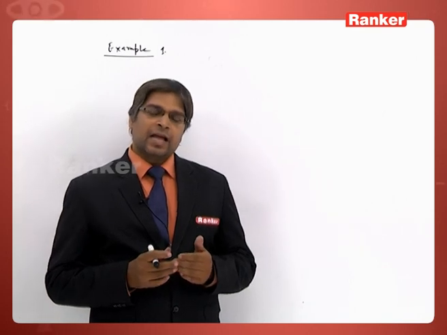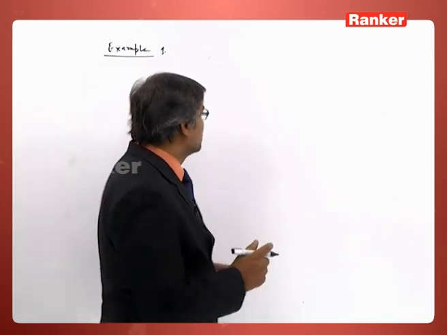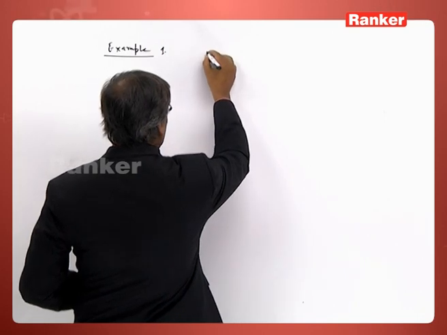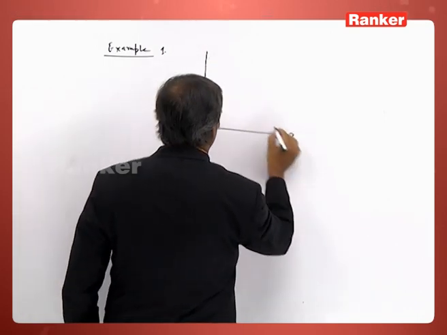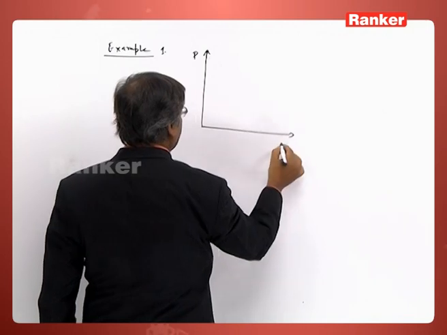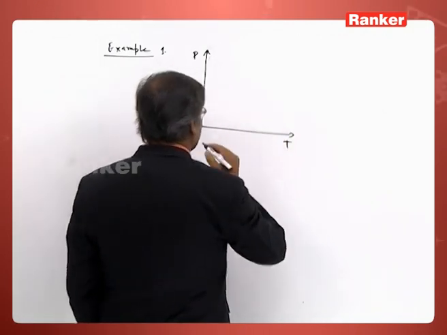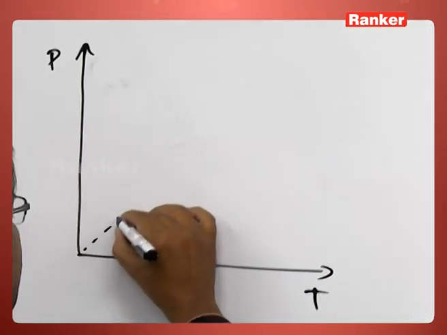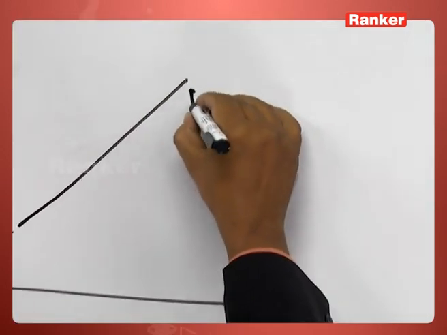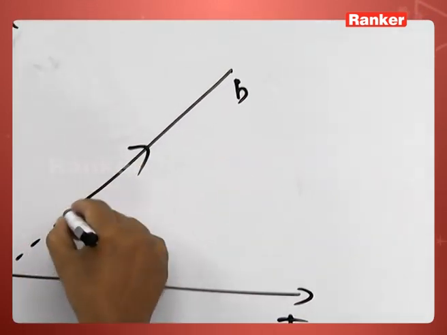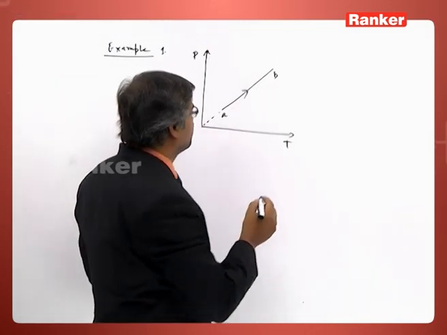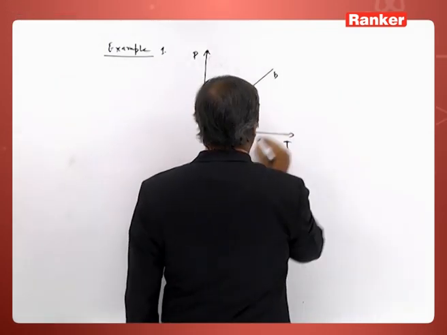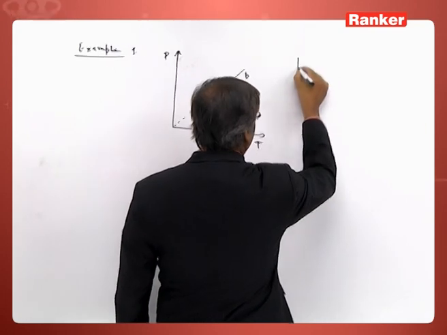Now let us take an example where we will calculate the specific heat of gases for different processes. Take up a few processes. This is a PT process, pressure versus temperature, and you see we have moved from A to B like this. This line passes through the origin. This is process number one.